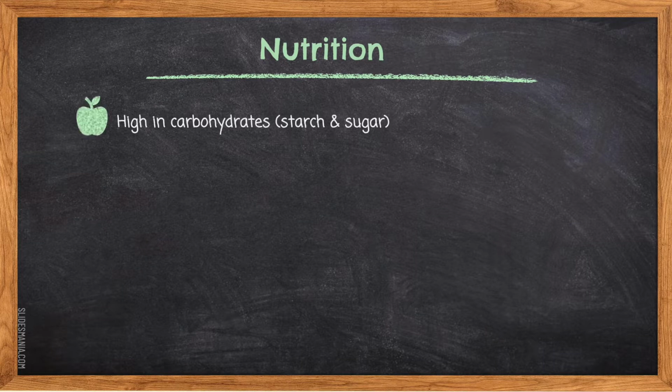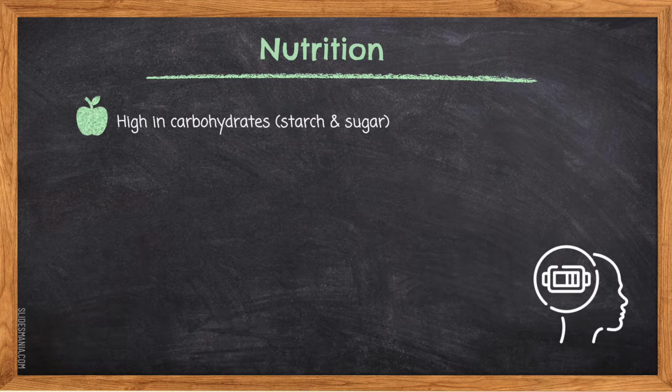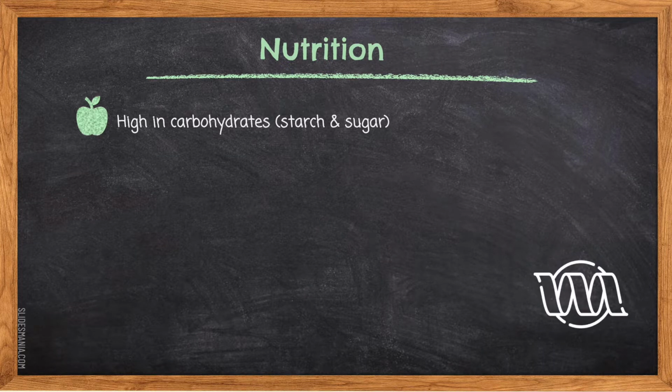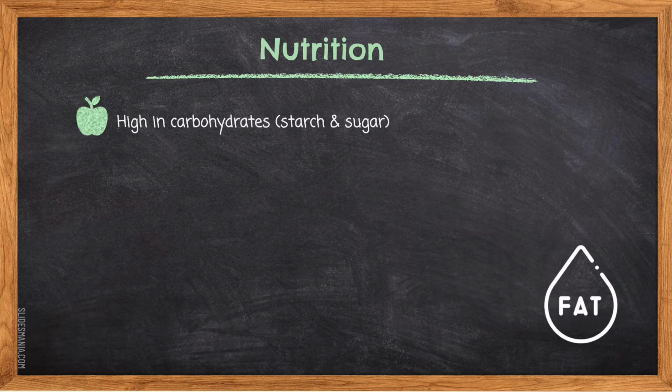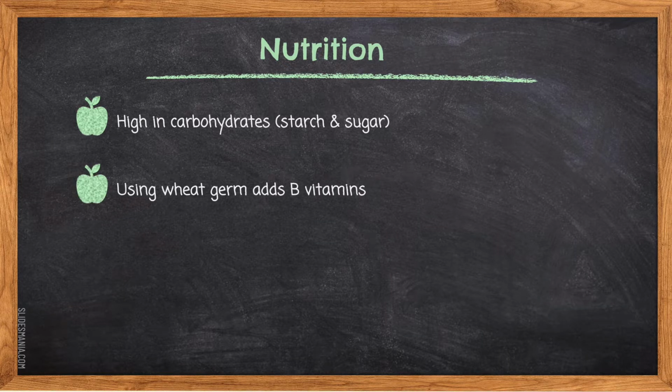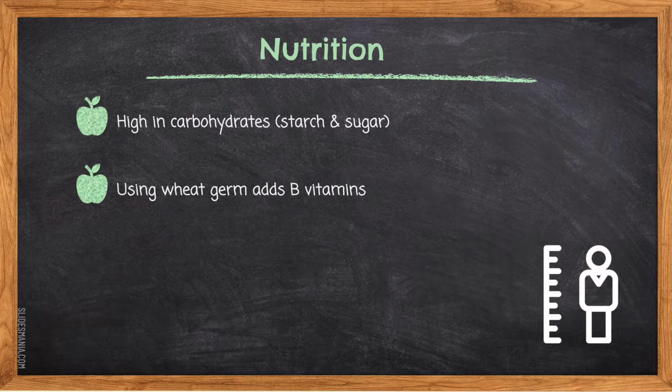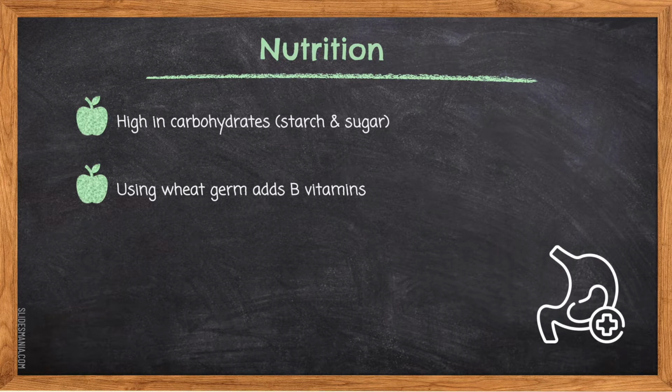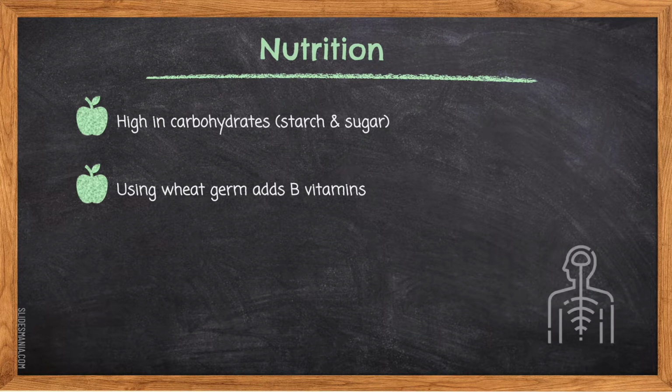Nutrition. High in carbohydrates, starch, and sugar. Carbohydrates are responsible for supplying the body with energy, sparing protein, and assisting the utilization of fats. Using wheat germ adds B vitamins. B vitamins help the body turn carbohydrates into energy, help with normal growth and development of the body, maintain good appetite and normal digestion, and are essential for the proper functioning of your nervous system.